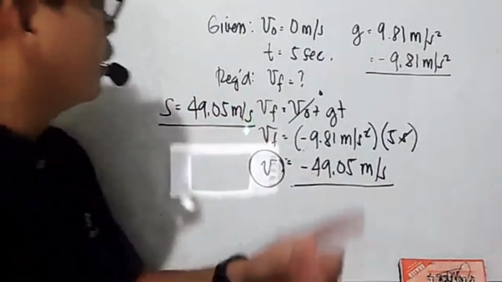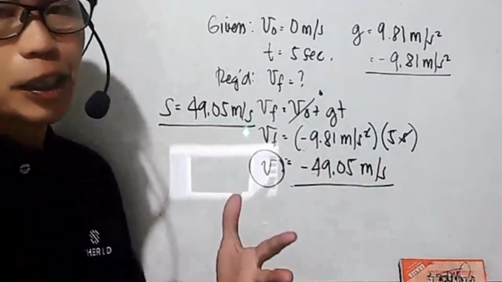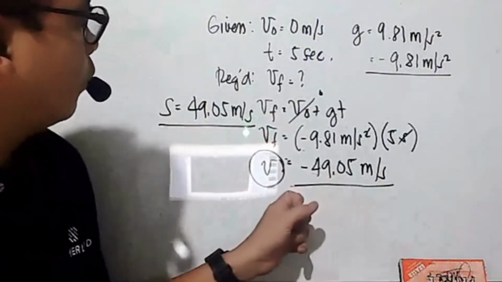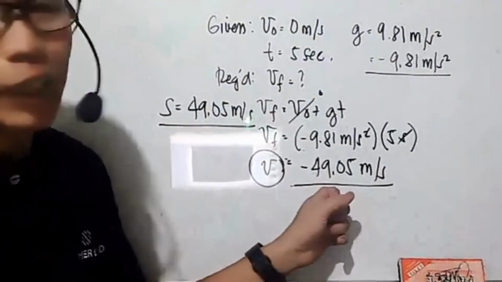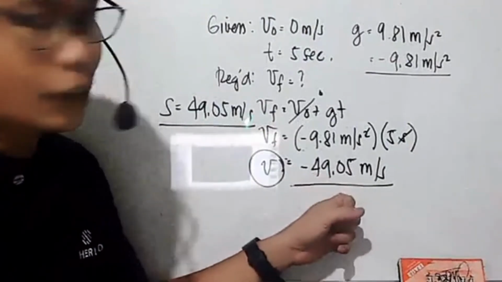Remember, ang speed mo is a scalar quantity, walang negative, positive na speed. Okay? So it's just positive, walang negative. So ito lang, velocity na negative siya, dahil vector siya, it indicates na yung direction niya is pababa. Kaya negative yung velocity niya.